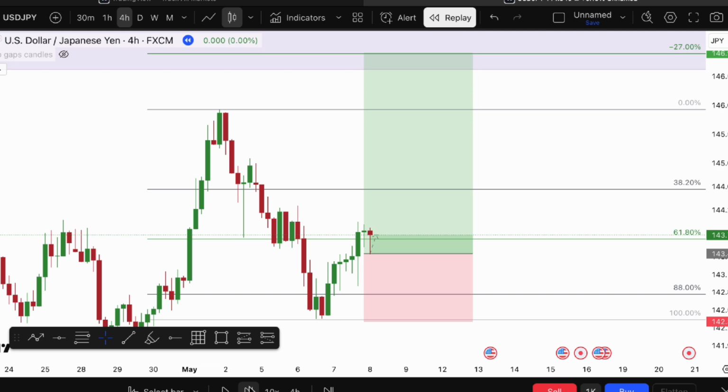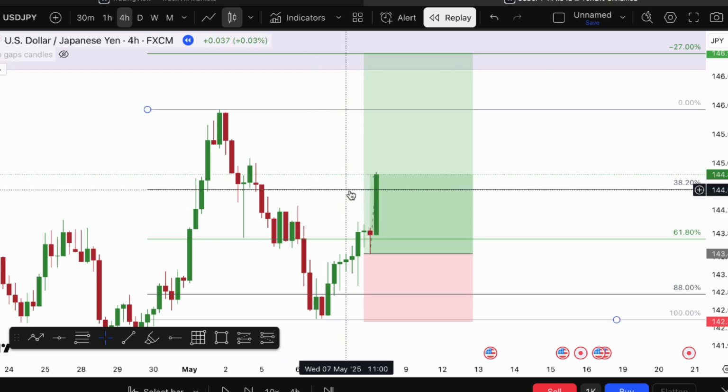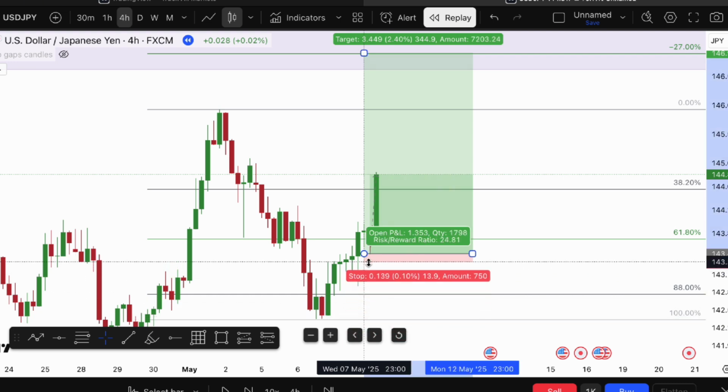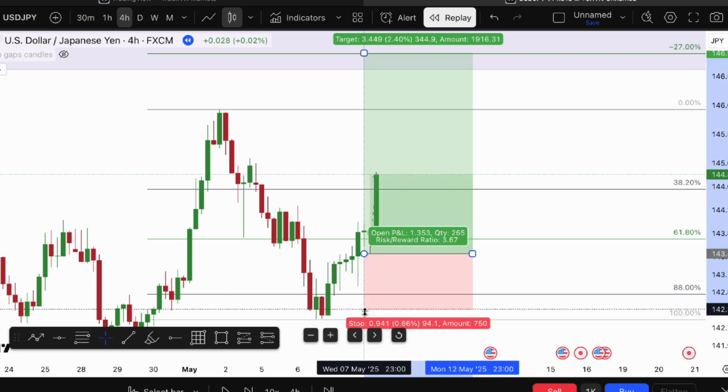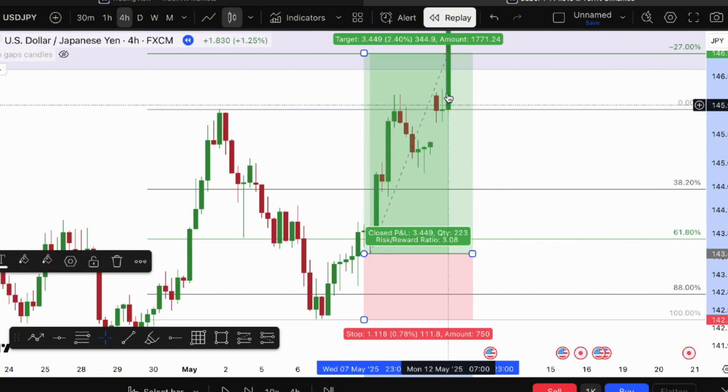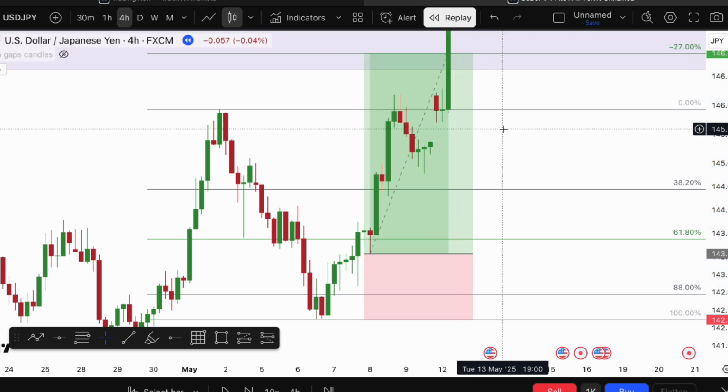And as soon as price breaks and closes above the 38 level, we can now move our stop loss to break even, and it now becomes a risk-free trade. So we're going to play it forward, and as you can see, our take profit has been smashed. So this was the 1 to 3 on USD JPY.